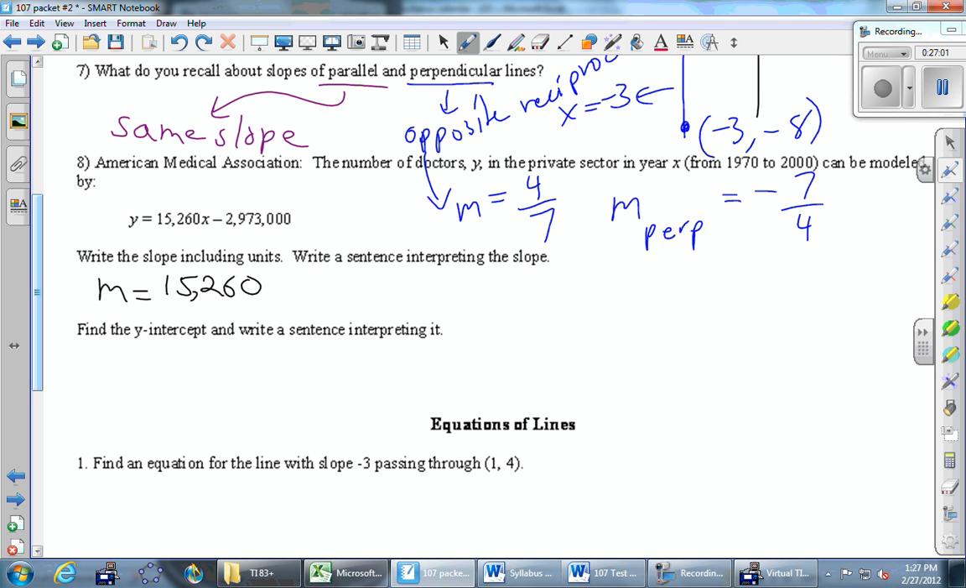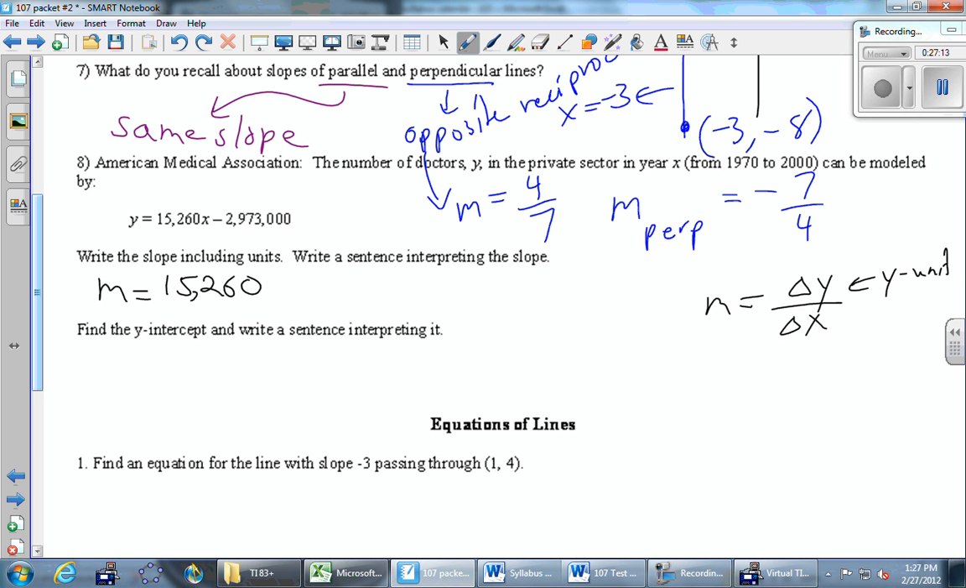So thinking about the fact that the slope is the change in y over the change in x, the units on the top are whatever the units were for y, and the units on the bottom are whatever the units were for x. I think that's probably worth writing down. The units for the slope are always the y units over the x units. What were the units for the y in this problem? It was the number of doctors. So this is doctors. And then on the bottom, you have the x units. X in this case was years.